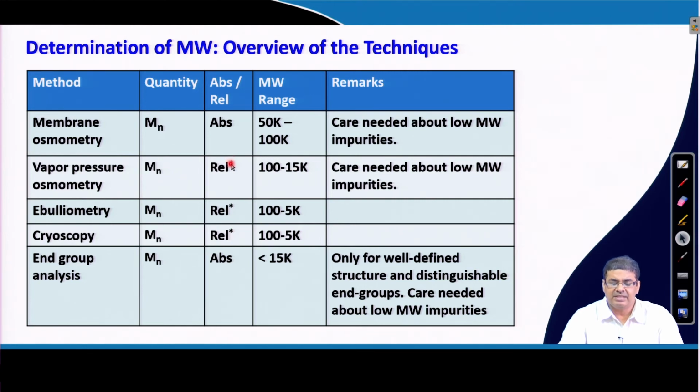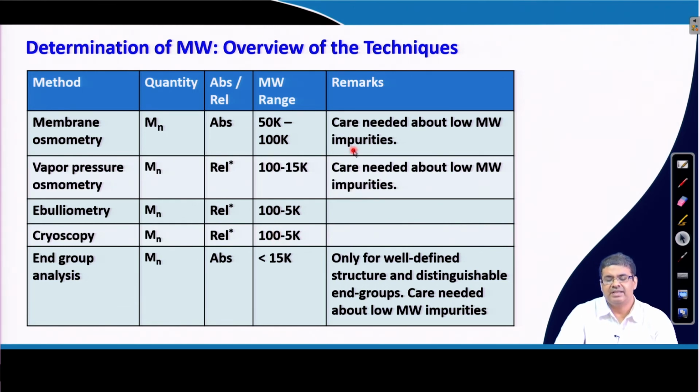Now, this star means that although in principle it should be able to provide absolute value without any calibration curve, in reality when we want to measure, we require parameters which need to be optimized or calibrated using known molecular weight. That is why these are relative techniques. And the molecular weight range for which these techniques are applicable are given here.